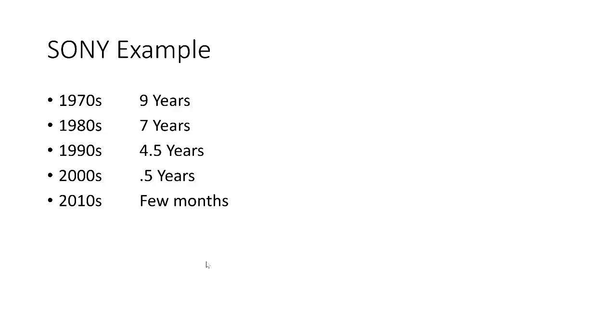Think about Sony, for example. In the 1970s, their innovation cycle was about 9 years. I heard this example from a speaker. That was back when they developed the Walkman, right? It was 79, actually, when the Sony Walkman was developed. So they had a 9-year innovation cycle. That means that at that time, they needed to come out with an innovative, new, disruptive something every 9 years.